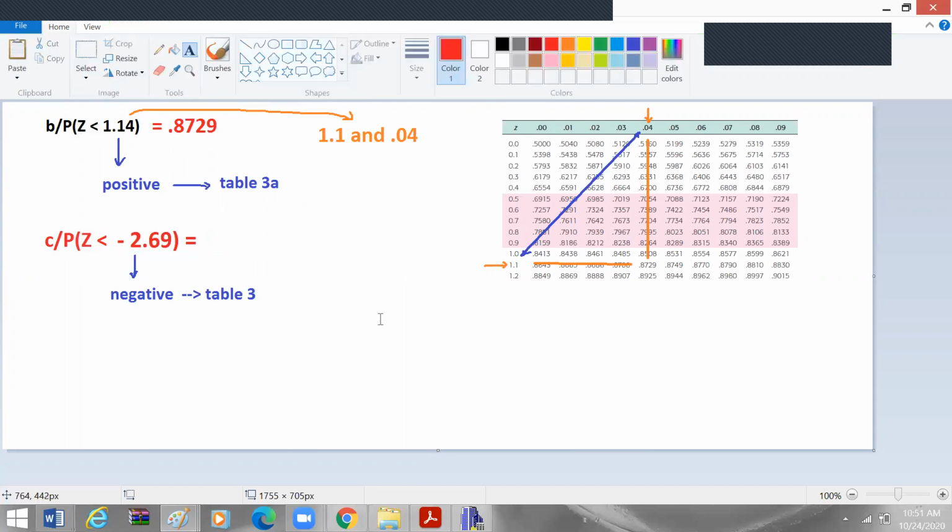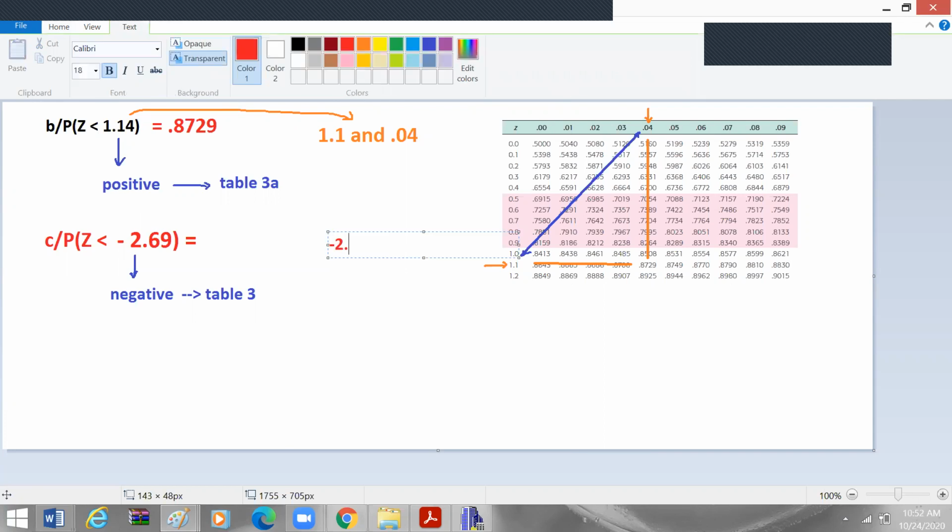All right. So the first step that we have to think of, so 2.69, is the first digit and then the first decimal number. What is that? 2.6. Negative 2.6, correct. So negative 2.6. And what is the second decimal number? 0.09. And 0.09, okay.